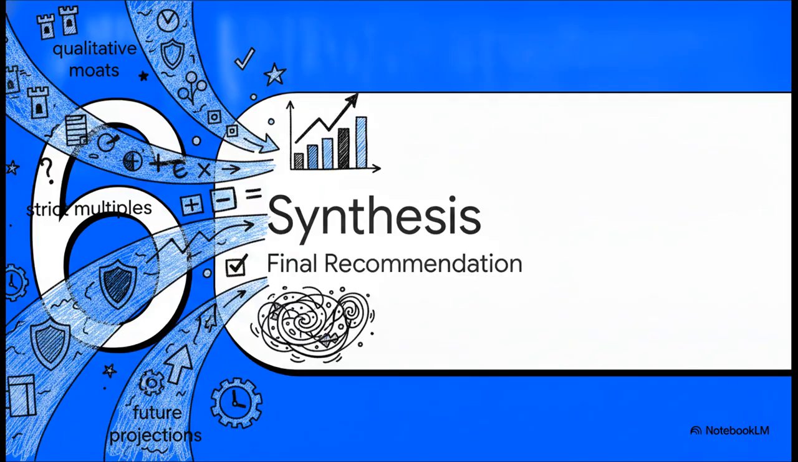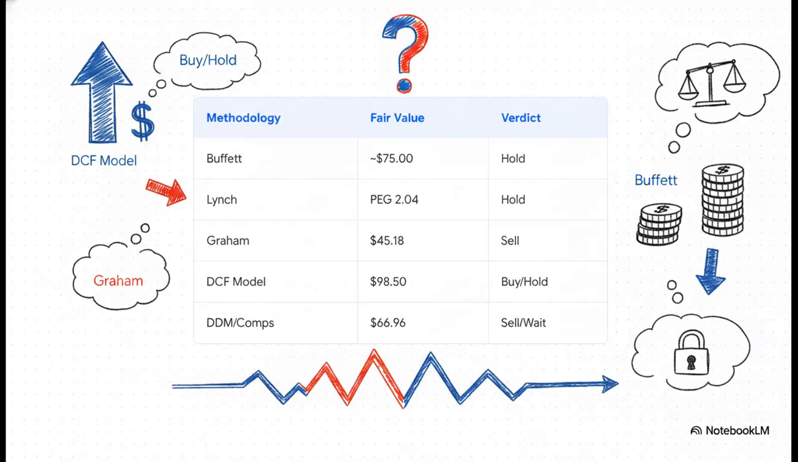Section 6. Synthesis and Final Recommendation. This master summary table perfectly illustrates the real tension in modern market valuations. The forward-looking quantitative DCF model is basically screaming buy or hold at $98.50, but that heavily clashes with Graham's old-school conservatism down at $45, while it sits just above Buffett's required margin of safety trigger around $75. It's quite the tug of war.